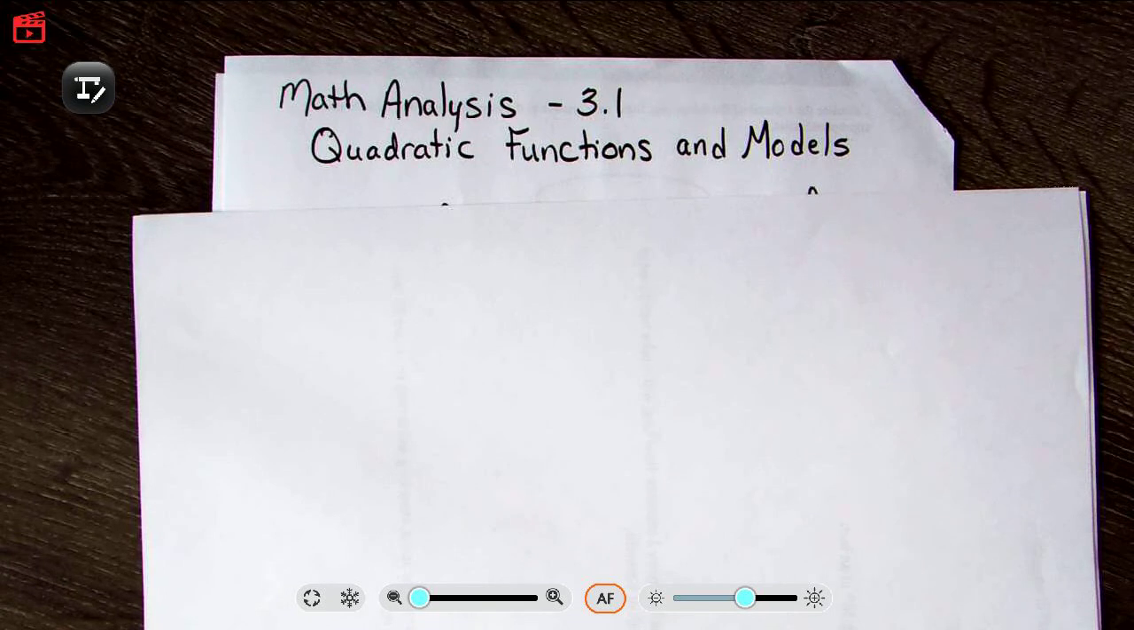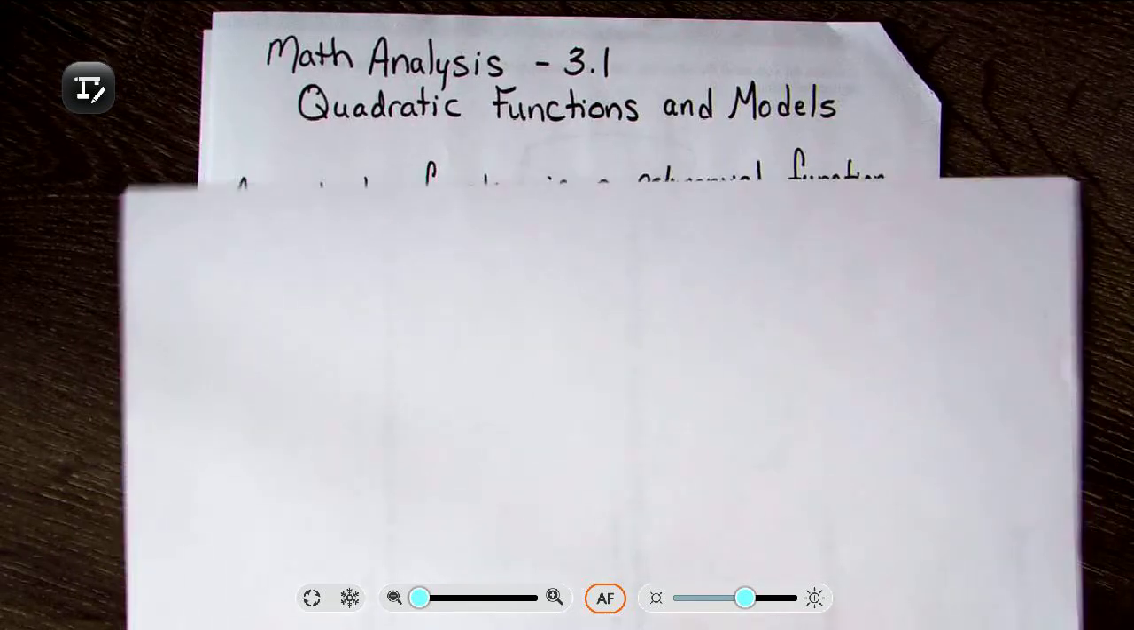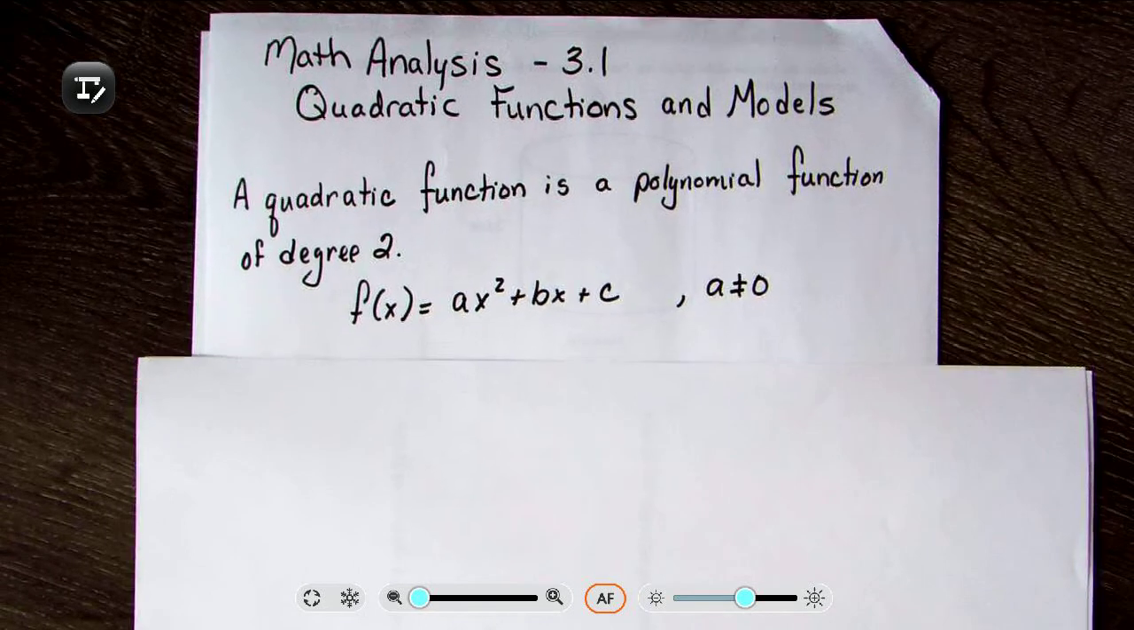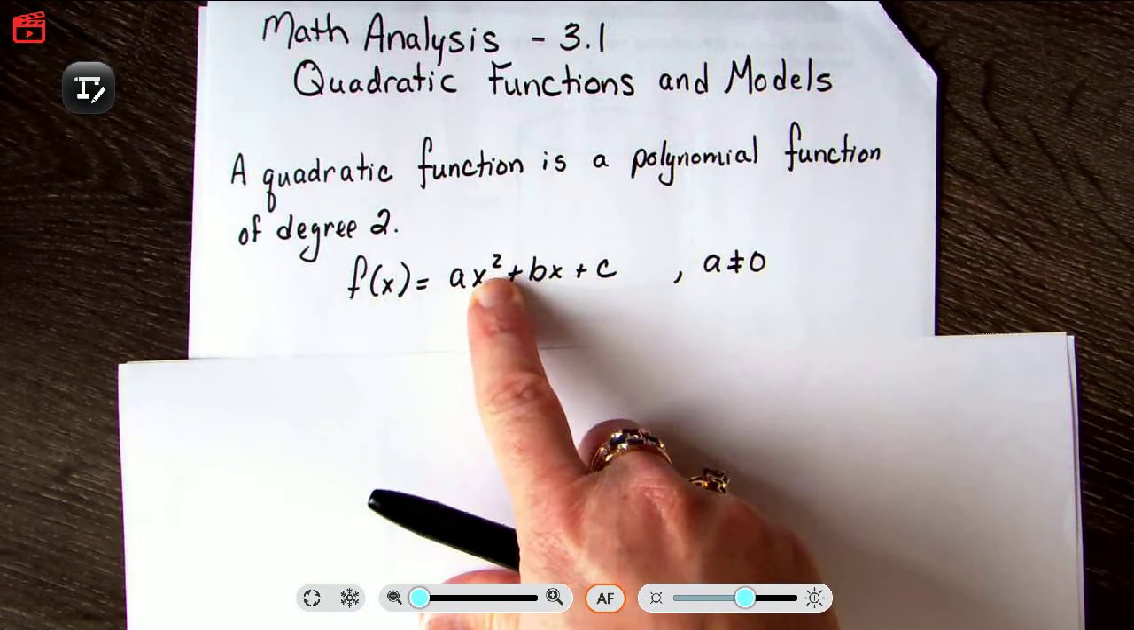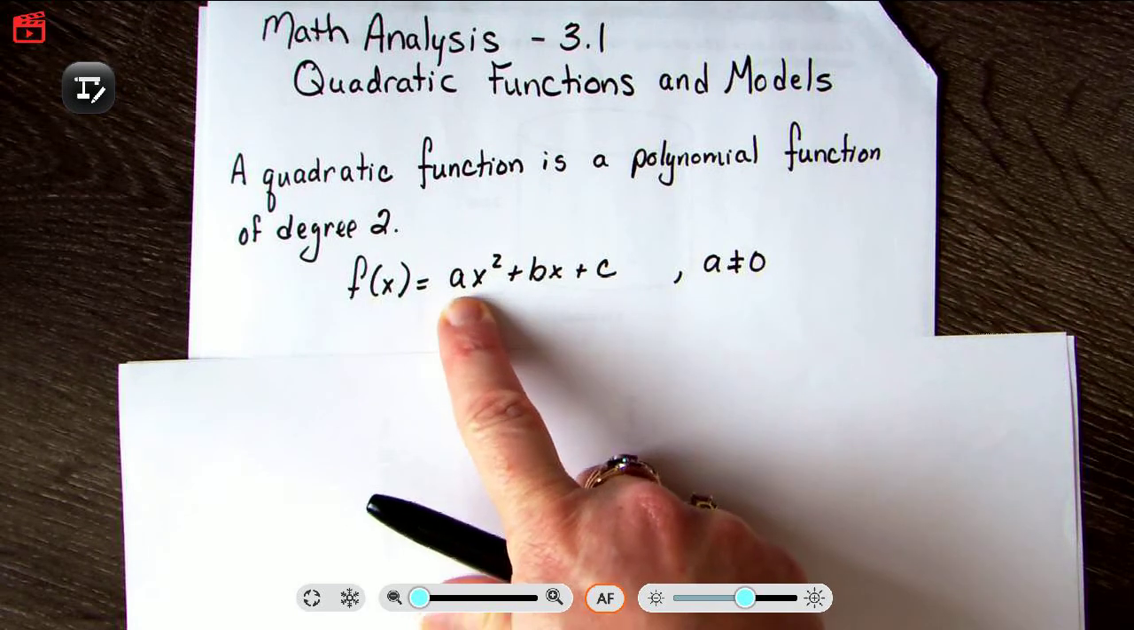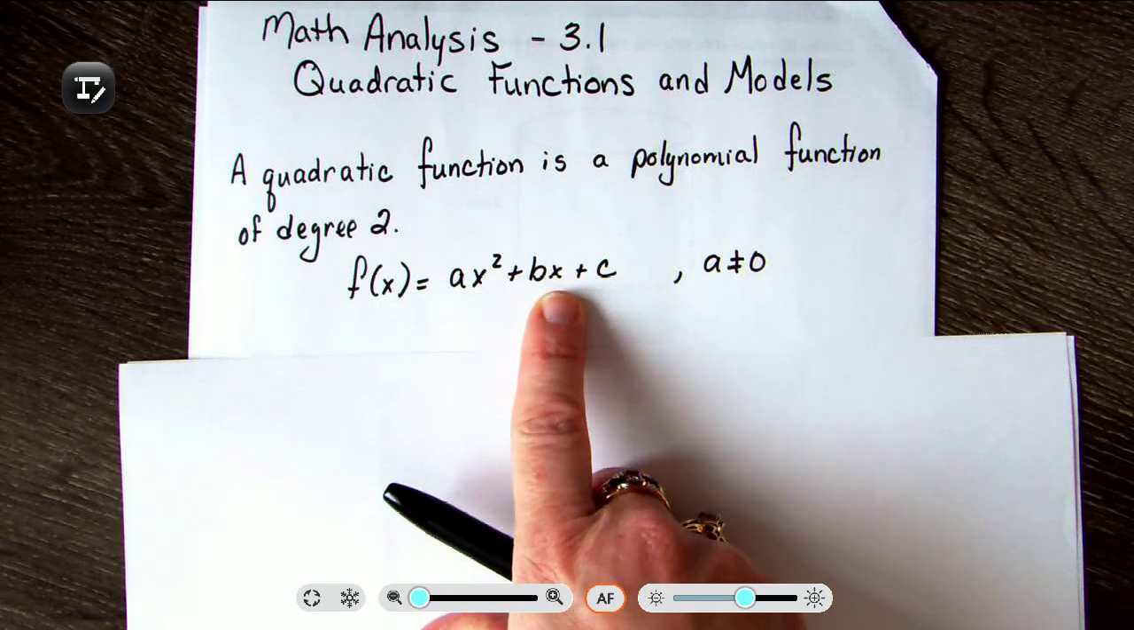In this section, though, we are talking about quadratic functions and models, and we've seen this function before. So first of all, our definition, and that takes up quite a bit, but a quadratic function is a polynomial, and we will define what a polynomial is in a section coming up. But it is a function of degree 2, simply meaning that the exponent on our largest variable piece is 2.